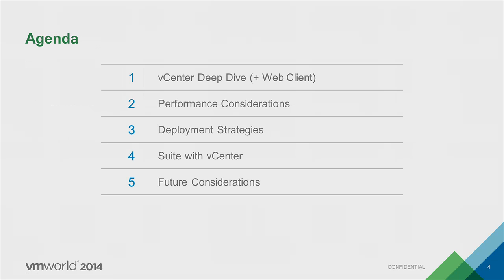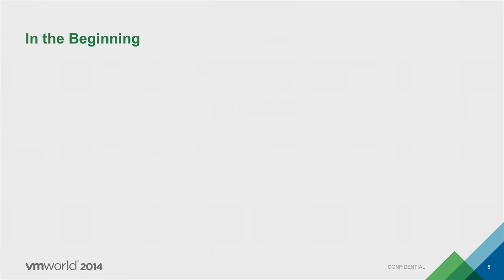Thanks. So here's what we're going to do. We're going to do a deep dive into vCenter, and we're going to spend a significant amount of time on the web client as well. We're going to talk about performance considerations. We're then going to talk, now that you know how vCenter works and how the web client works, about different deployment strategies that you might use. We'll then look again more broadly and say, well, if you're deploying a suite, you're going to be deploying a bunch of different products. What do they do with respect to vCenter? And then finally, we'll have some forward-looking stuff at the very end.